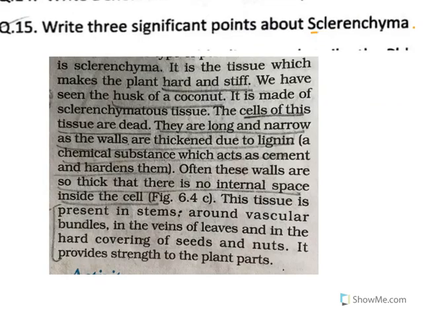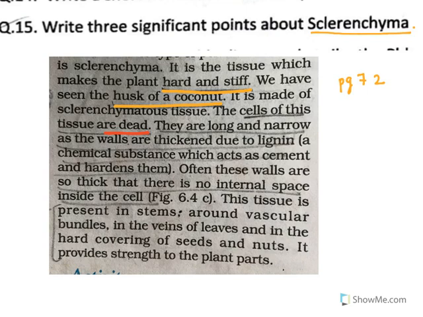Write 3 significant points of the sclerenchyma. This is on your page 72. The first point is this tissue which makes a plant hard and stiff. And one of the places where it is found is the husk of the coconut. The cells of this tissue are dead, important, they are dead.